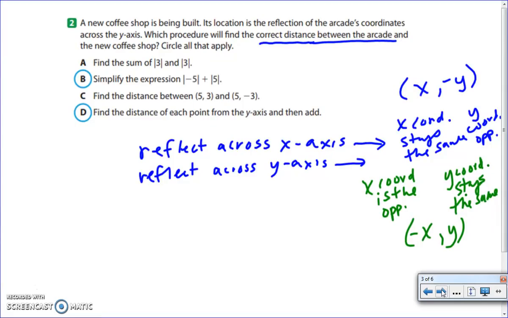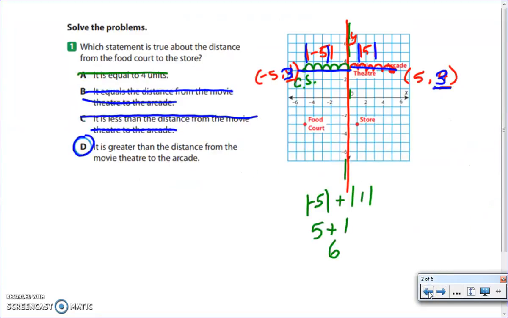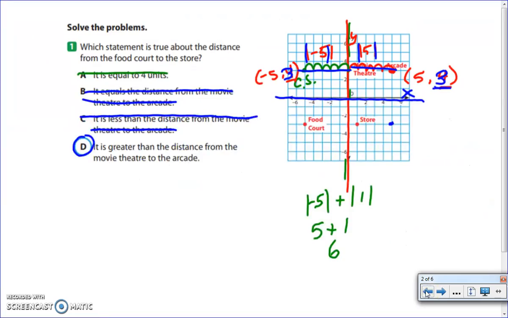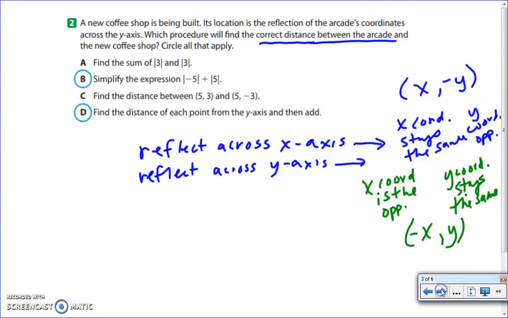Find the distance between 5, 3 and 5, negative 3. Okay, 5, negative 3 is actually down here. So that would be fine if we were talking about our reflection across the x-axis, but because this is x and not y, that's a bad choice. We were looking for the reflection across the y-axis. And then finally, find the distance of each point from the y-axis and then add. So yeah, we could do that. That's the first thing that I did. I counted 1, 2, 3, 4, 5. 1, 2, 3, 4, 5. That's 10. That would be counting. So there's a distance of 10 between them.